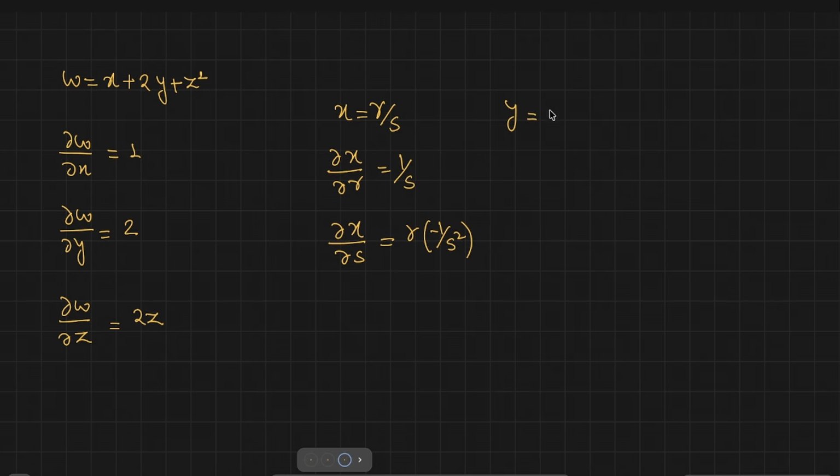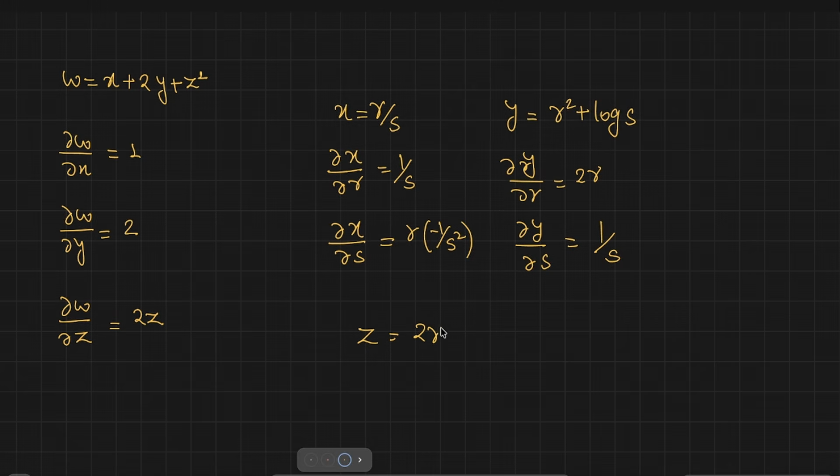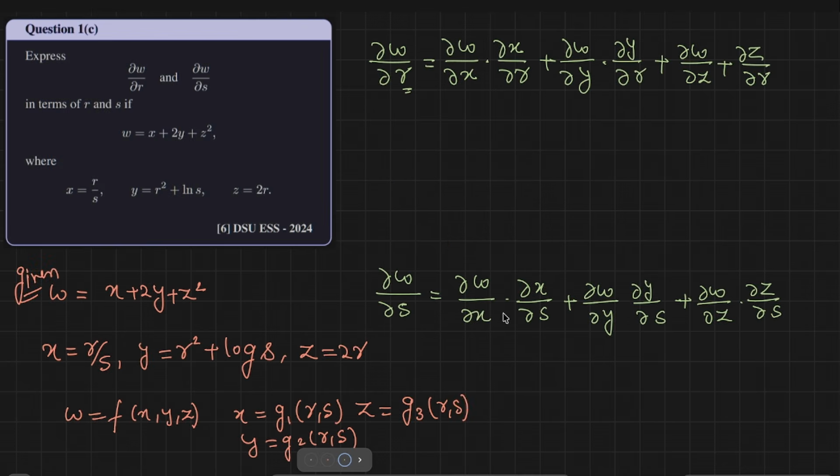Similarly, y is equal to r square plus log of s, which means the partial derivative of y with respect to r is 2r plus 0, and the partial derivative of y with respect to s is 1 by s. And z is given as 2r, so the partial derivative of z with respect to r is 2, and the partial derivative of z with respect to s is 0, because there is no s term.